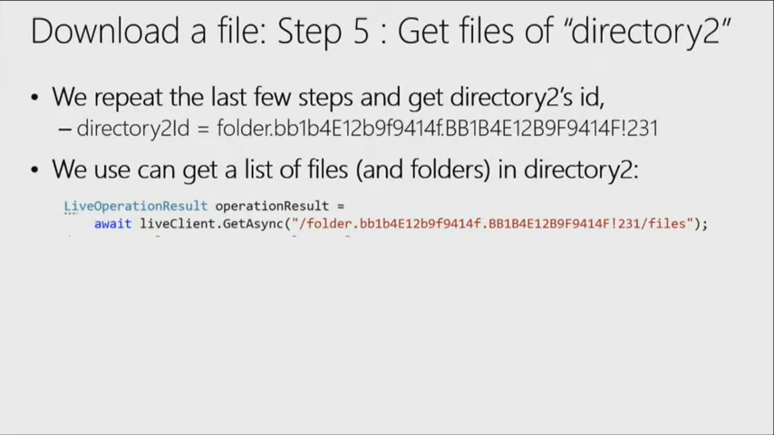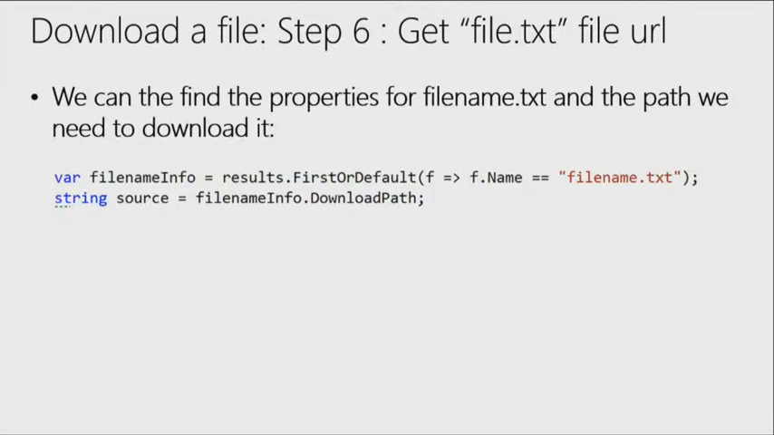Once we're there, we can then find filename.txt by, again, using our strongly typed class. We can do a LINQ query on there to pull back the source. We have a property in the file name info that comes back from there called download path. This is the fully qualified URI that you can use to go and download that file.